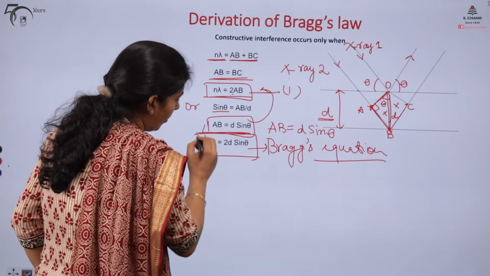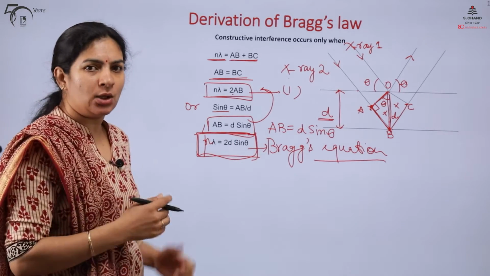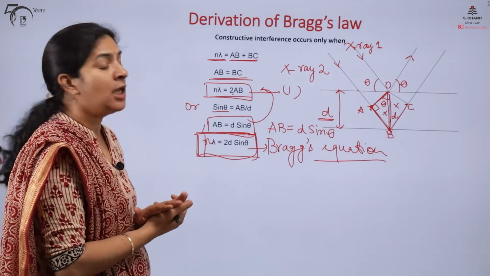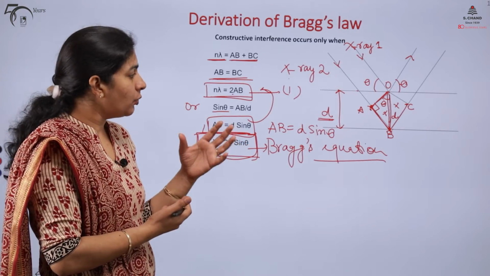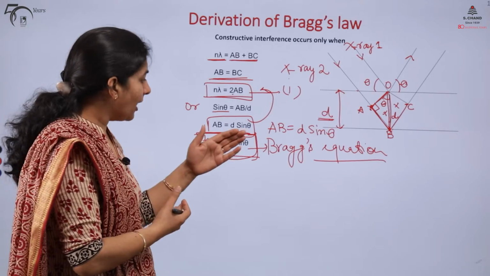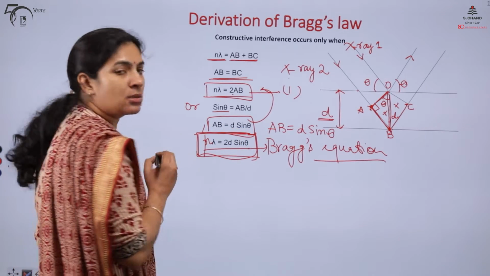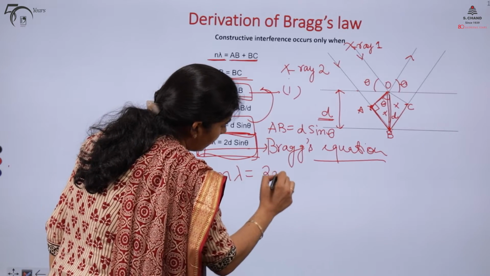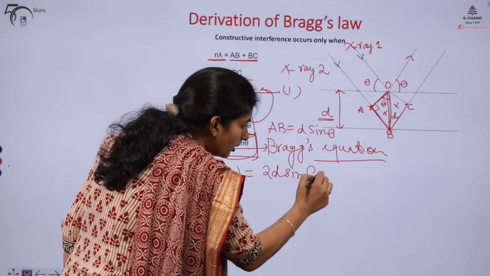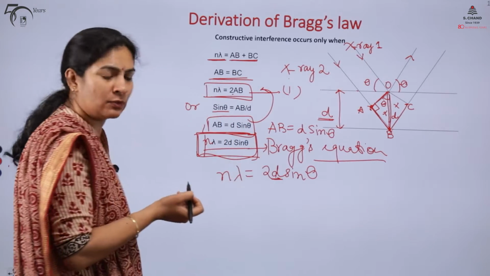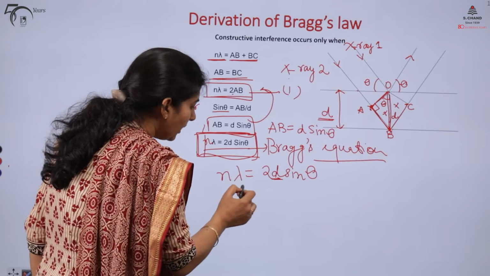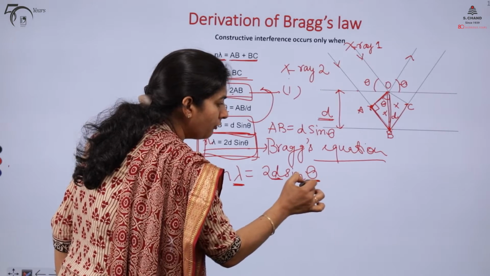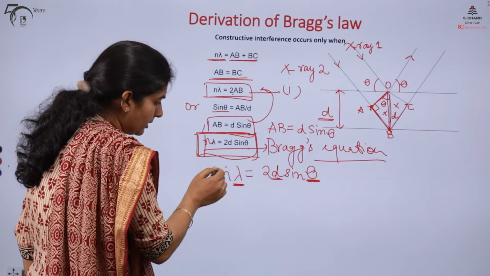This particular equation tells us about the angle at which the reflection will take place from the crystallographic plane. It will not take place at any angle, but at the angle which is given by this equation. Now we see that n lambda equals 2d sine theta. For a given crystal, d is fixed, right? And therefore lambda will depend upon what? Lambda will depend upon the angle of reflection, and this n also.